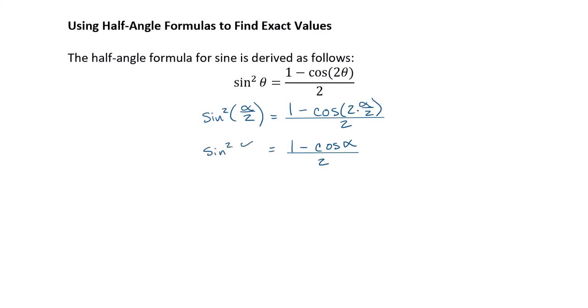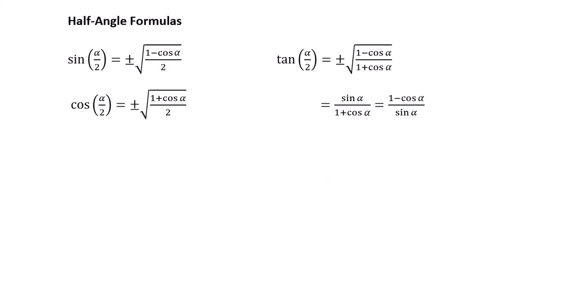So, in order to solve for my sine of alpha over 2, I'm going to take the square root, and the sine of alpha over 2 will be plus or minus the square root of 1 minus cosine alpha over 2. Here we have the half angle formulas. The sine of alpha over 2 is plus minus the square root of 1 minus cosine alpha over 2.